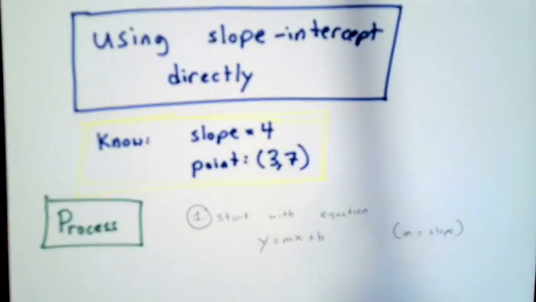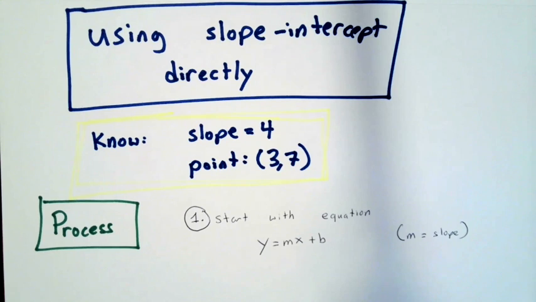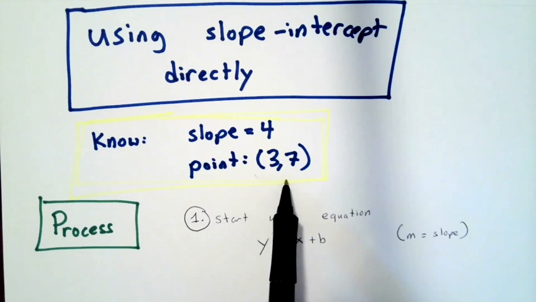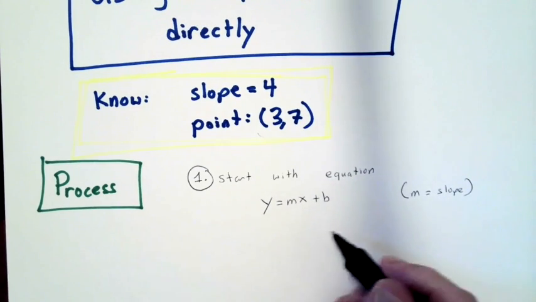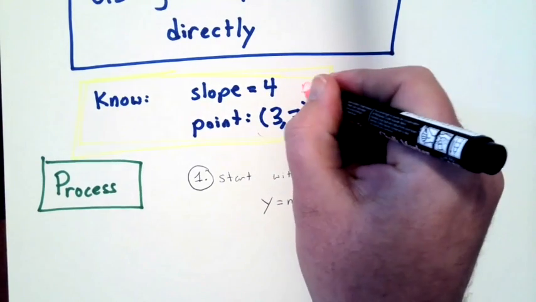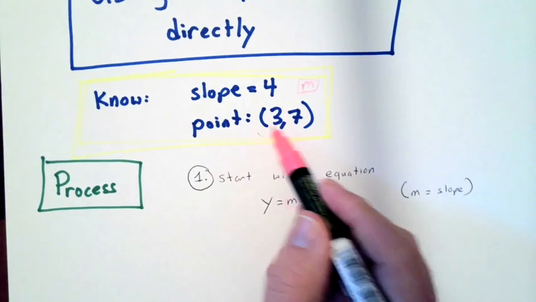It's also possible to solve this problem directly using the slope-intercept form y equals mx plus b. So again, we know that we have a slope of 4 and that our line passes through the point (3, 7). I'm going to start with the equation y equals mx plus b. And the crucial thing to recognize here is that I have a lot of the pieces I would want. I know the m, I know the slope, and I also know an (x, y) pair.